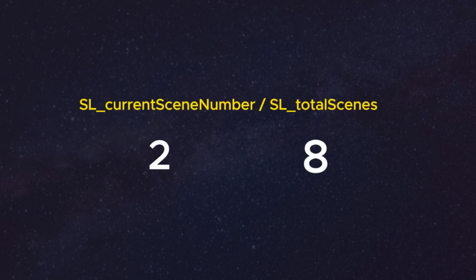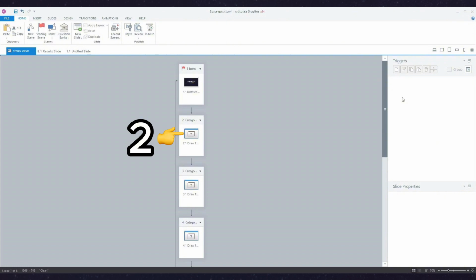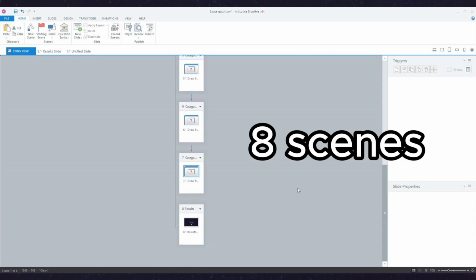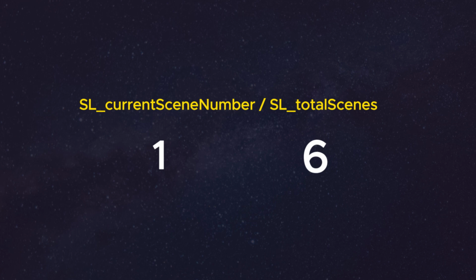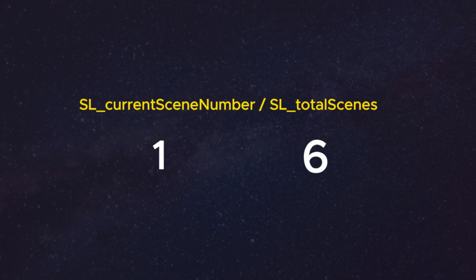So if we were to preview this right now, this is what it would display. That's because the scene number for the first category is 2, because it's the second scene in my lineup. And there are 8 total scenes in this project, 6 categories, plus my intro scene and my results scene. So this is not what I want. It should display 1 and 6, because this is the first of 6 categories.